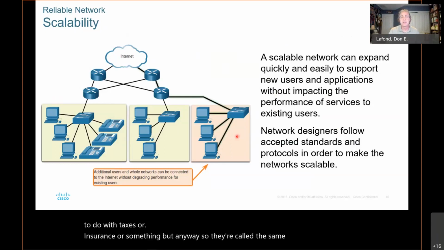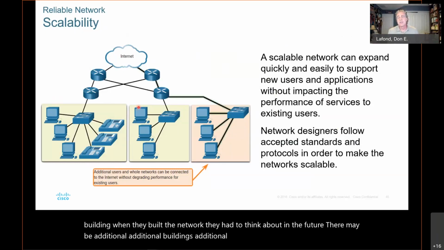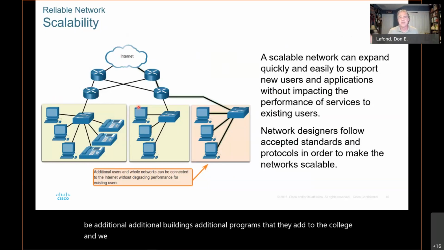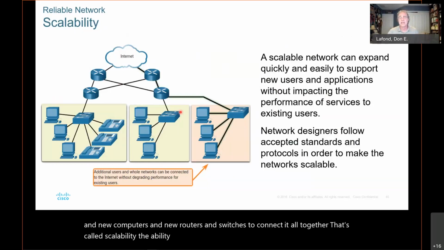And that new building, when they built the network, they had to think about, in the future, there may be additional buildings, additional programs that they add to the college, and we have to support it with additional resources like new buildings and new labs and new computers and new routers and switches to connect it all together. That's called scalability, the ability to take an existing network and then expand it to more devices.